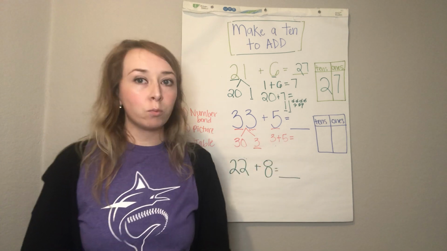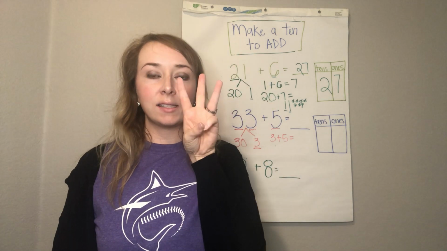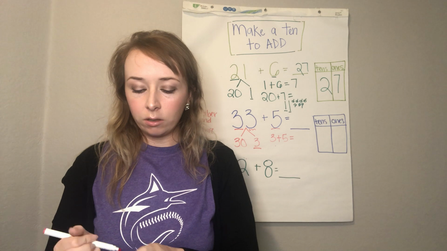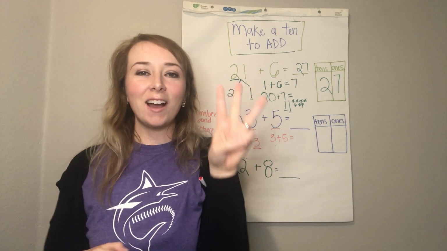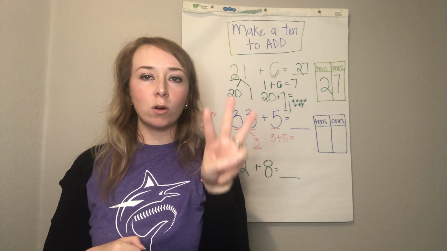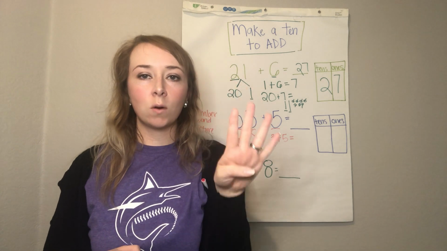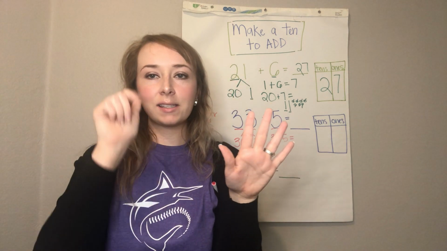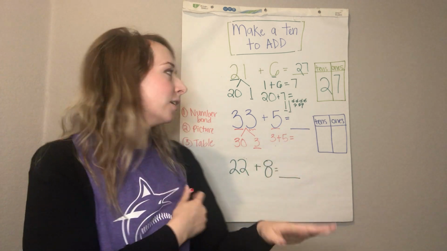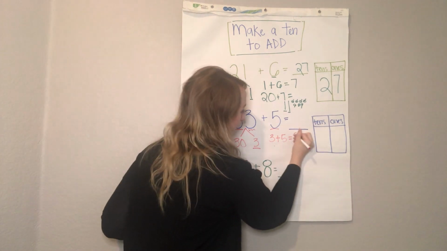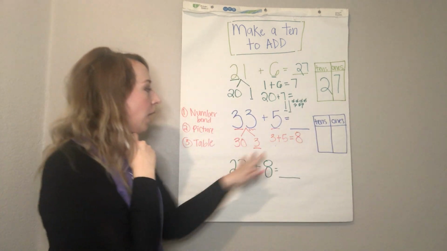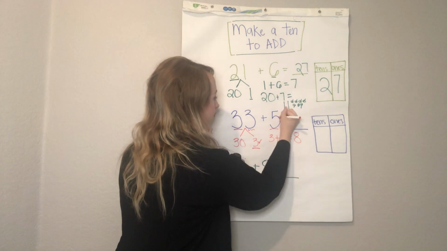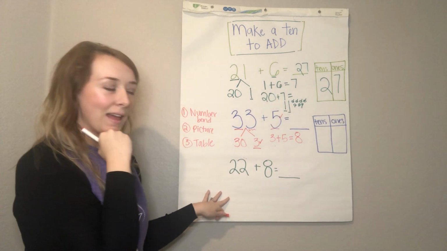So let's break out those fingers. If Miss Gordon has 3 ones, and I'm going to put my marker away. If I have 3 ones and I count on 5 more, ready? 3, 4, 5, 6, 7, 8. So 3 plus 5 equals 8. Now, I've added both of my ones. Now I need to add my tens.